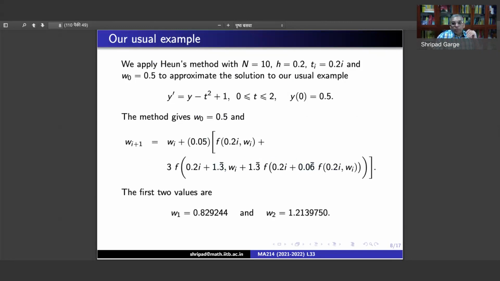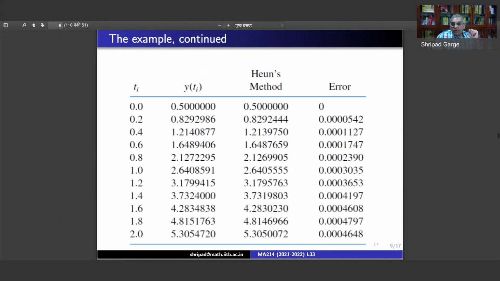1.2139750. And in the table, we now see that the errors are much better compared to the errors that we had obtained in the midpoint method and the modified Euler method. So both methods of order 2 were worse than Heun's method, which is a method of order 3, because it gives you an error of the order of h cube. So this method is definitely superior to the methods that we have seen earlier.